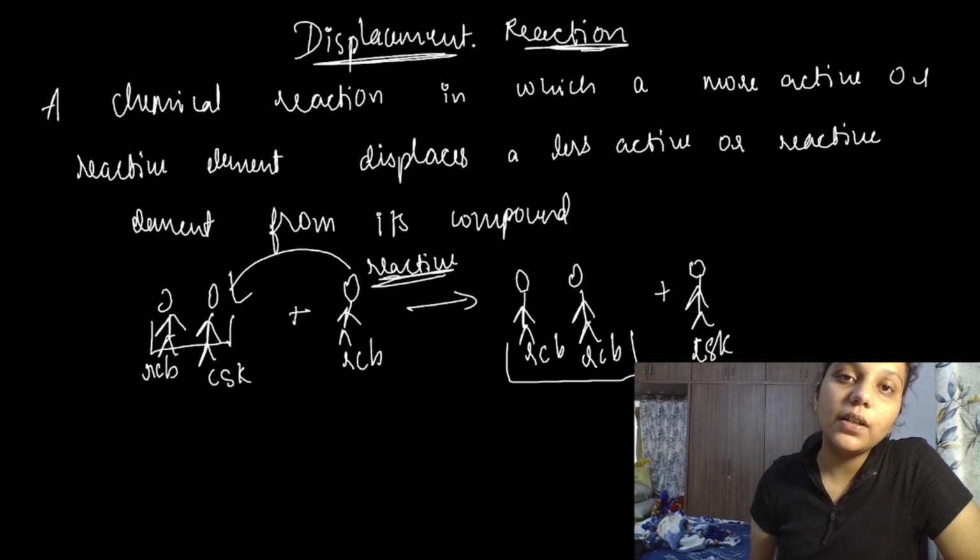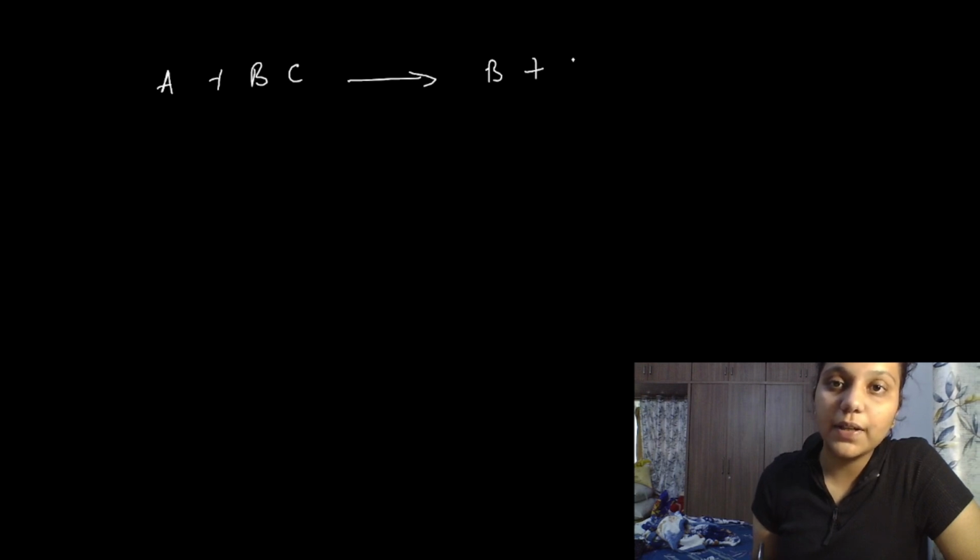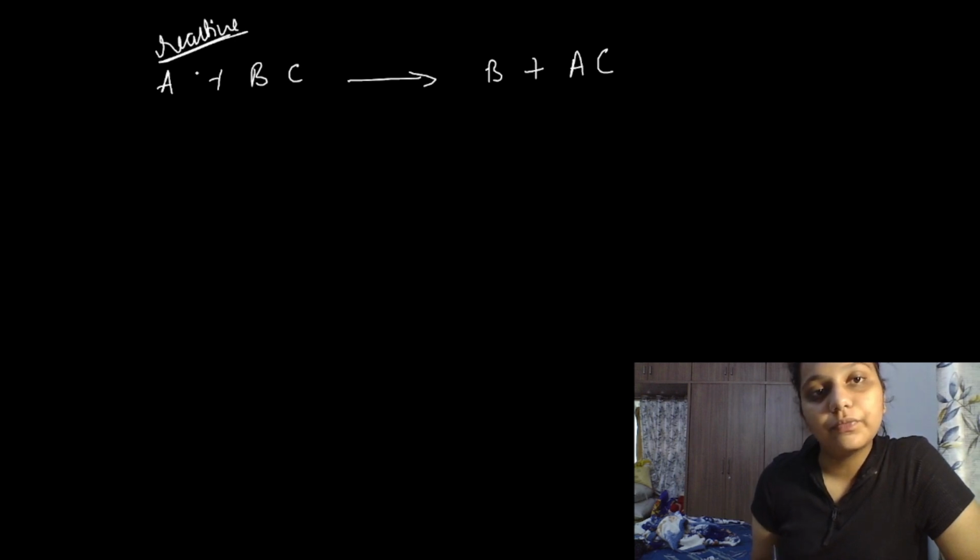Displacement, when we talk about it, we are basically talking about single displacement. There is only one substance which is displacing here, right? Single displacement reaction. So in simple terms, I can write A plus BC, which will convert to B plus AC. A is much more reactive compared to B.